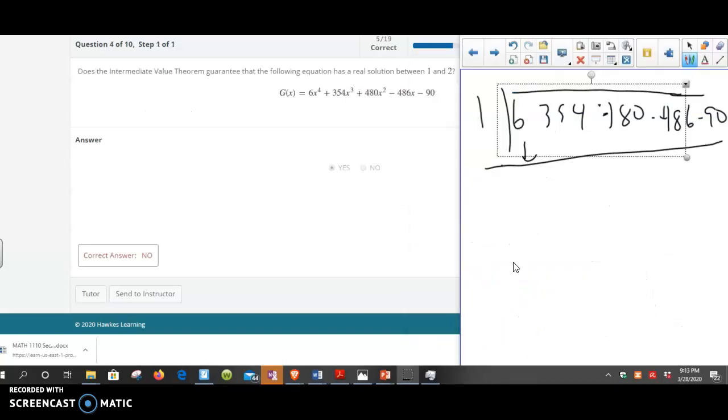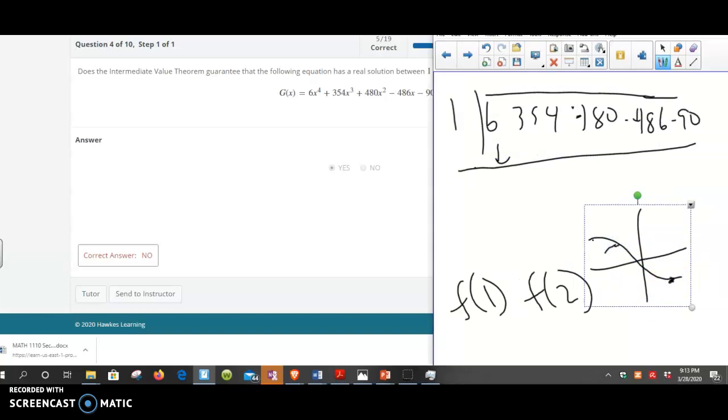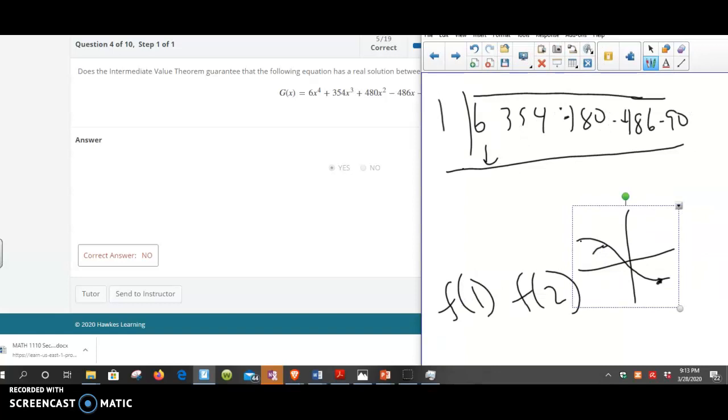So using the intermediate value theorem, we have to show that f of 1 and f of 2 have different signs. We can do that more efficiently with synthetic division for each one and see what signs they yield. And if they change from positive to negative or negative to positive, then we're going to say yes, there is a solution, because that means the curve must cross the x-axis. You see one side's positive, one side's negative with their y value. That's the idea, okay? So therefore, we're going to proceed here.